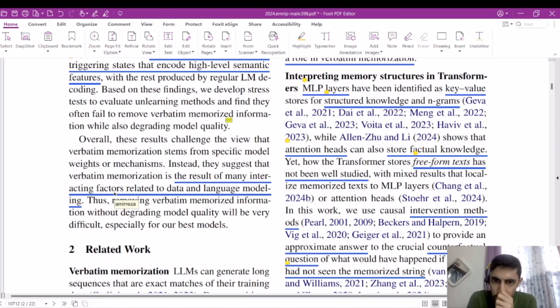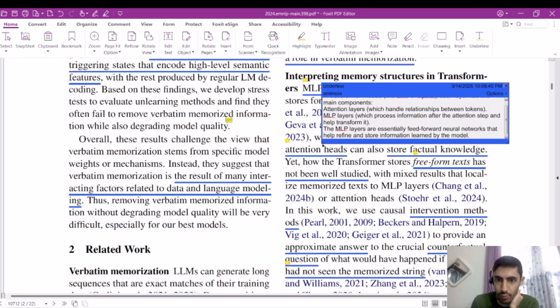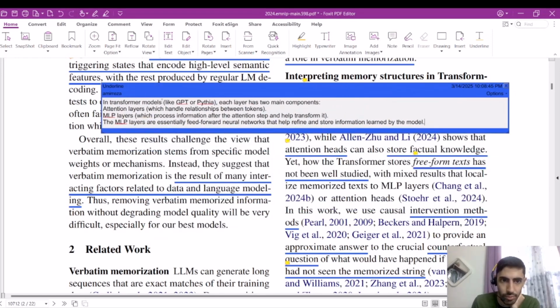MLP layers have been identified as a key-value store for structure, knowledge, and engrams. So what this means, I provide very accurate data. In transformer models like GPT and Pythia, each layer has two main components. The attention layer: any LLM is based on attention theory, from a paper published by Google, Attention Is All You Need. It's a very interesting paper. I would suggest to anyone who wants to understand LLMs better to read this paper, which handles relations between the tokens. It actually contains two parts, attention layers and MLP layers.